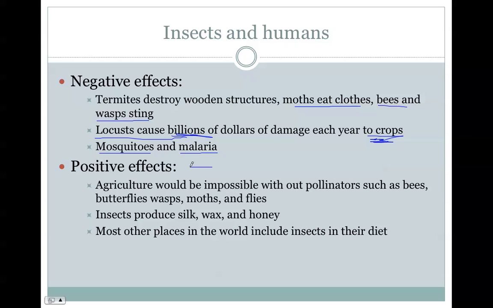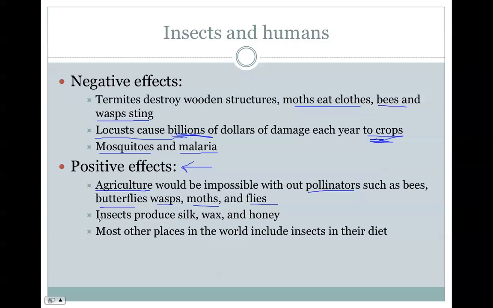But there are also many positive effects. In fact, we could not survive without them. One of the major reasons we couldn't survive without them is agriculture. We're dependent on agriculture, and without insects, we would not be able to cultivate crops. And so these pollinators, right? We learned about pollination in the flowering plants chapter. Bees, butterflies, wasps, moths, flies, all these things are pollinators, and without them we would not get the amount of food that we have today.